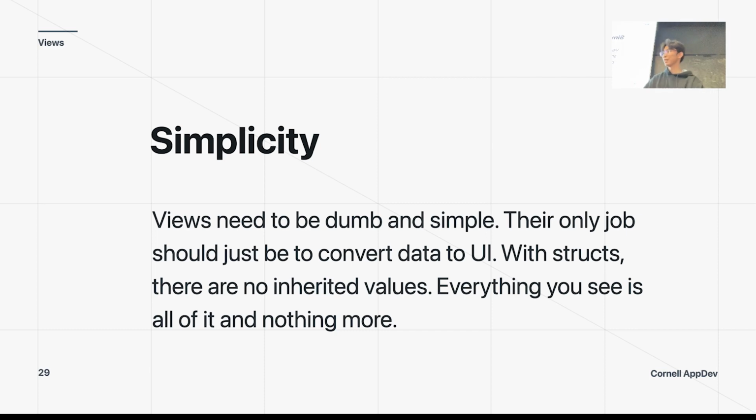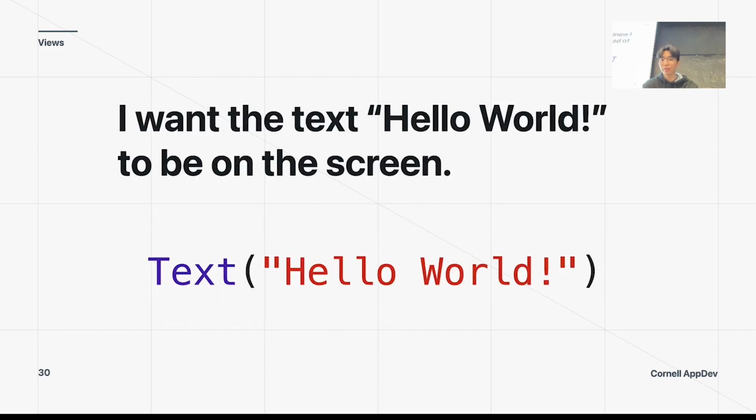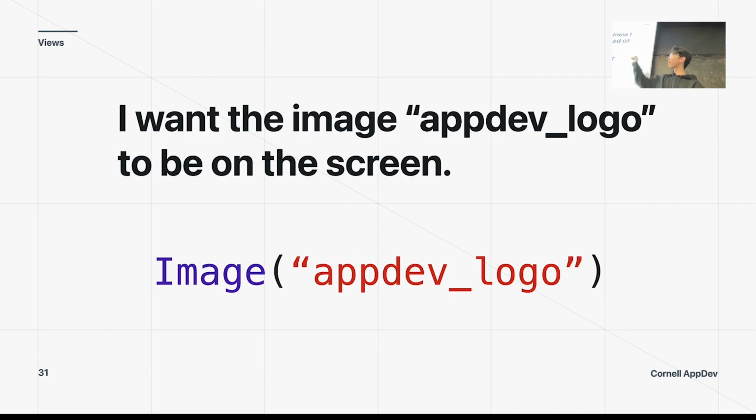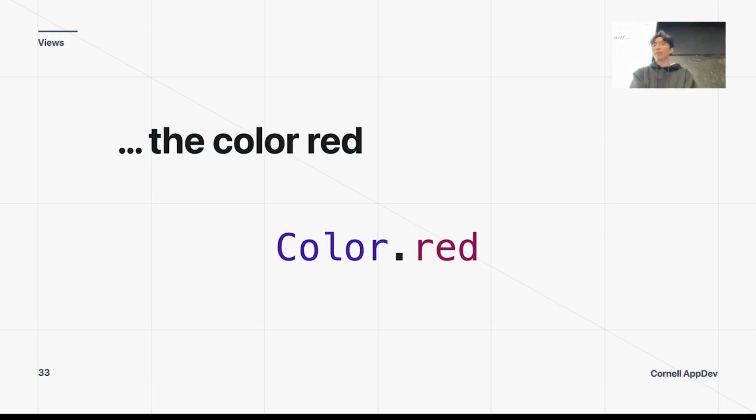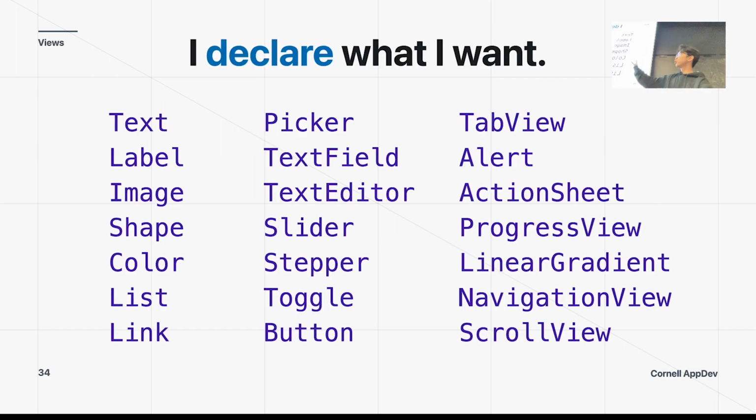And everything you see is all of it. So if I want the text hello world to be on the screen, I declare it. Give me a text with hello world. I want the image app.dev logo on the screen. Give me the image app.dev logo. What about a rectangle? Give me a rectangle. Okay. The color red. Give me the color red. In other words, you declare what you want.